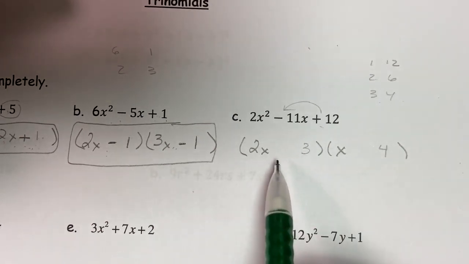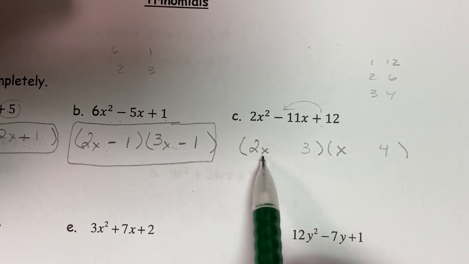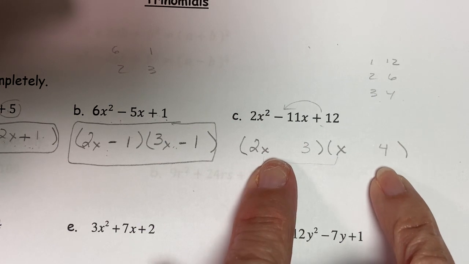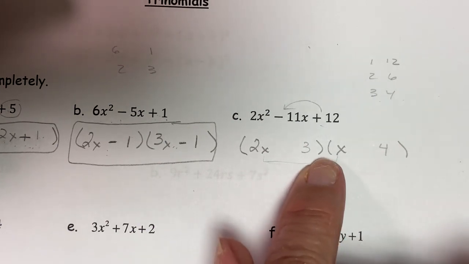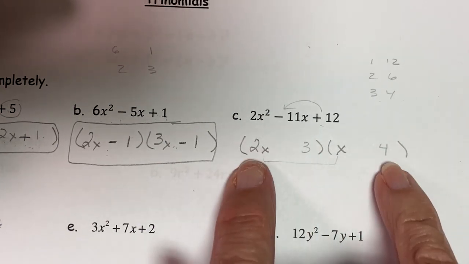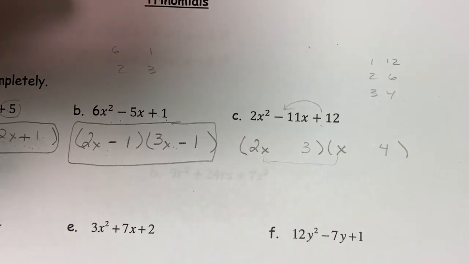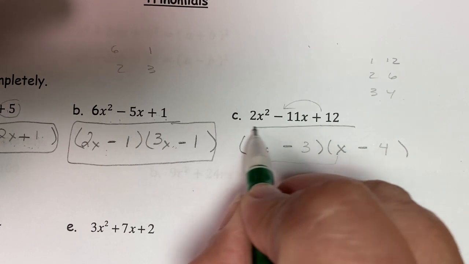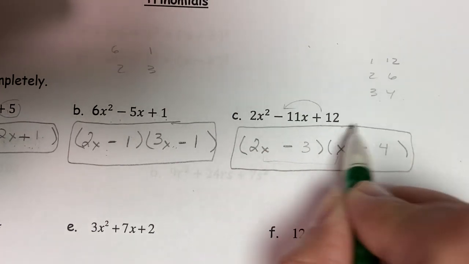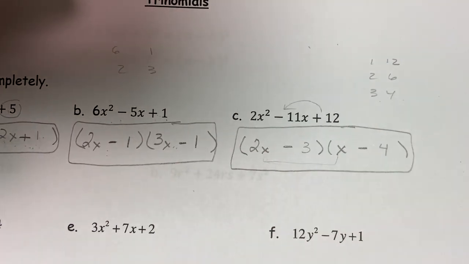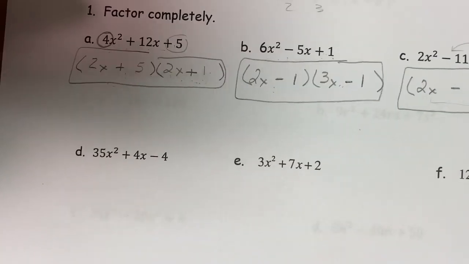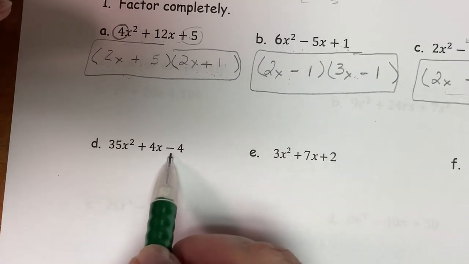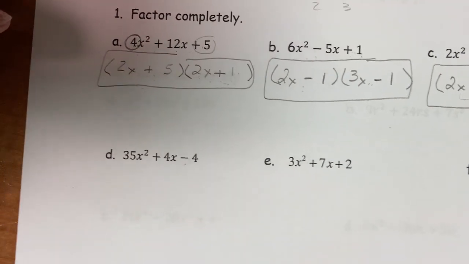Well, let's FOIL it back out. There's my guess. Now I have to check. 2x squared. Outside, I get 8x. Inside, I get 3x. Can I get an 11 out of an 8 and a 3? You bet your boots I can. And don't forget, they both have to be negative. And there you go. Now, if you look at the signs for D, see how the last sign is negative? That means you have to have one of each. There has to be one positive and one negative.